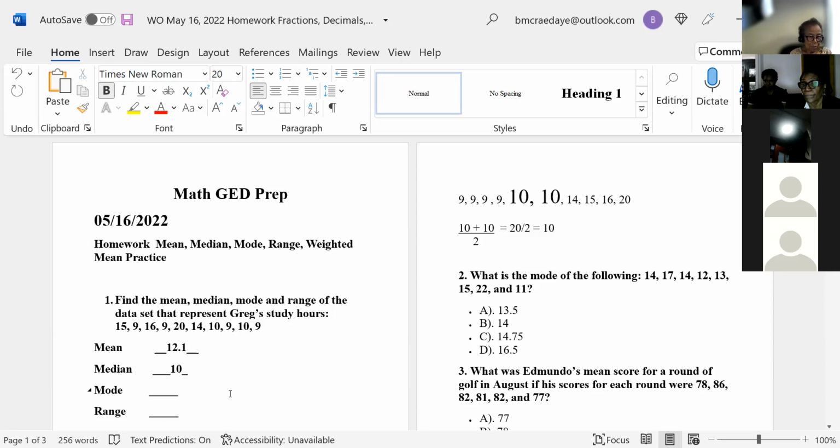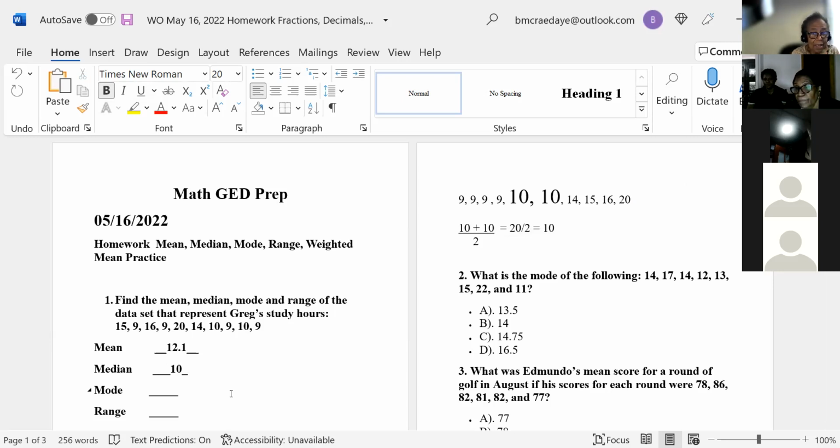Yes, Miss Barbara. Okay, so you can't leave them in any order for the median. They always have to be in either increasing or decreasing order, ascending or descending, same thing. Ascending is increasing, decreasing is descending. Any questions on the median?